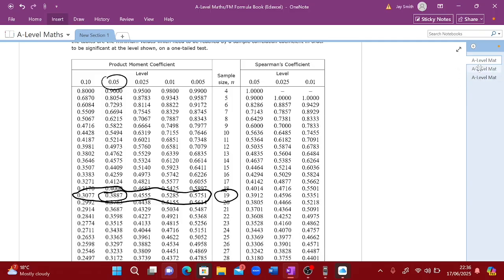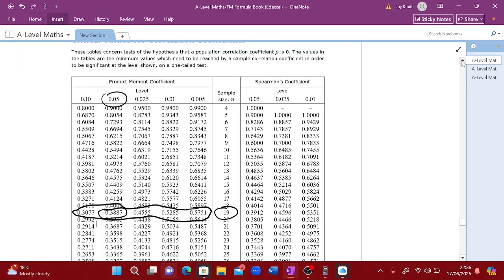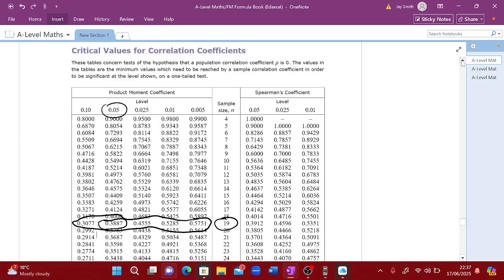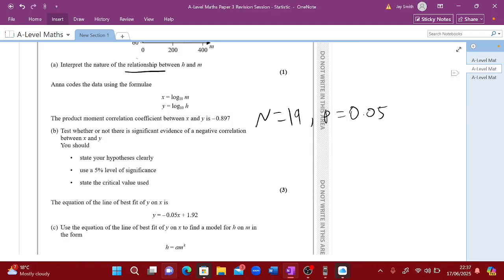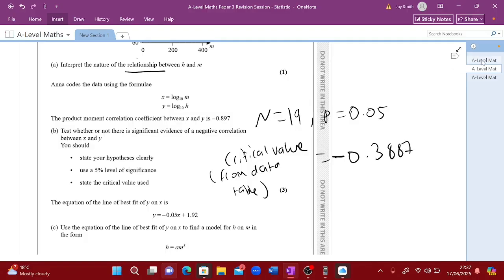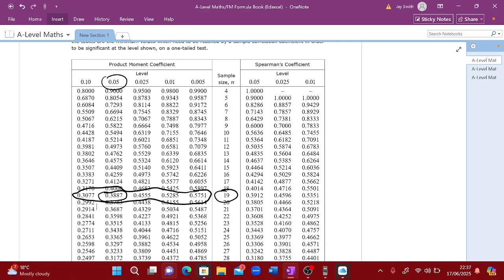But here we're dealing with negative. So really we just need to flip it, because this data table is assuming a positive correlation, and a positive would be greater than 0. But in this case, we're working with a negative correlation, so we need to flip the sign to be minus. So our critical value, from the data table, and that's probably the only time you're going to need to reference the table, because the calculator does everything else relating to binomial and normal. The critical value is minus 0.3887, was it? Let me go back. Yeah, it was 0.3887, but then we need to make it negative. There we are. That's our critical value.